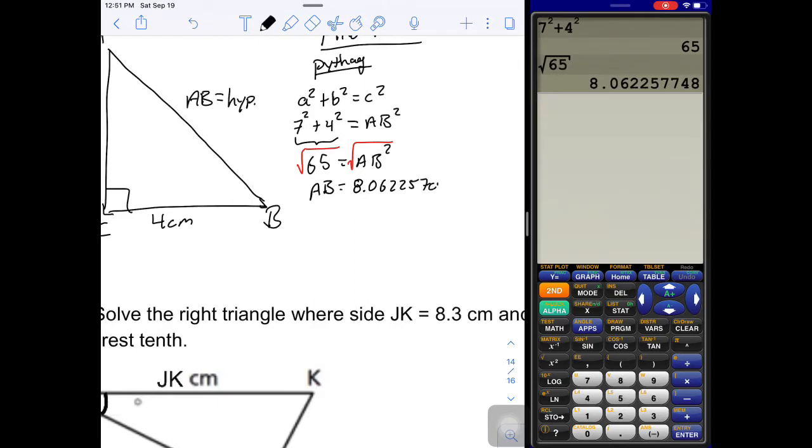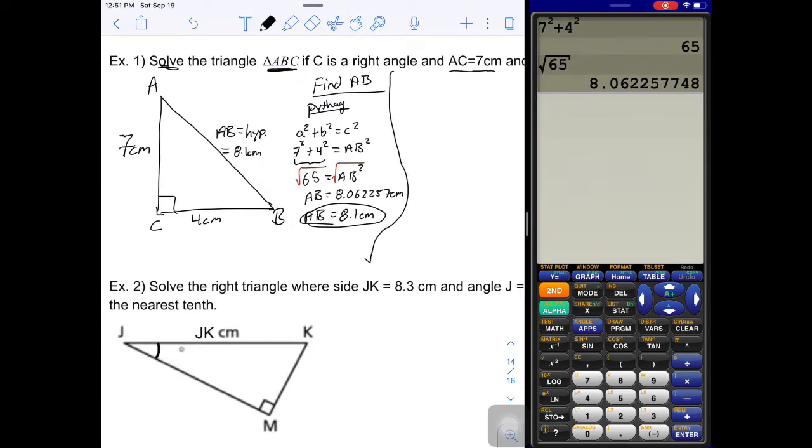8.06227 centimeters. Now I'm going to round this to 1 decimal place. So I rounded it to 1 decimal place, so this is my first decimal place. The number to the right of it is 5 or greater, so that means it rounds it up to 1. So we have found side length AB, 8.1 centimeters.